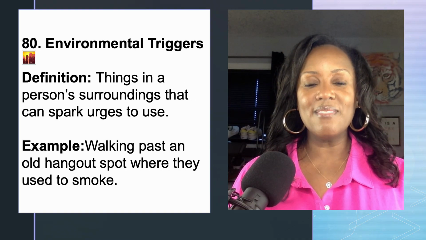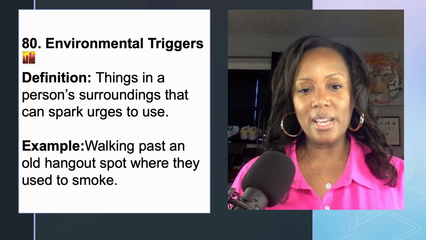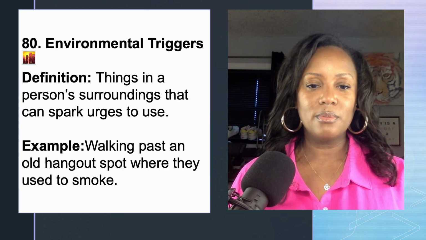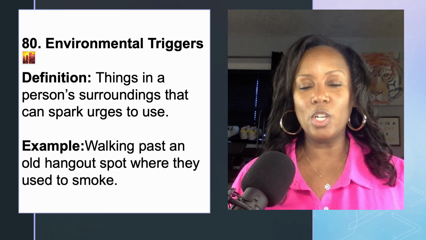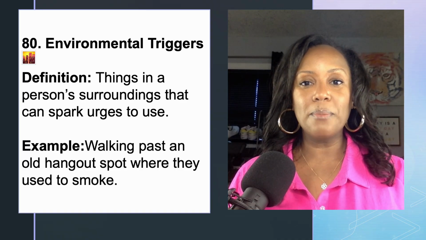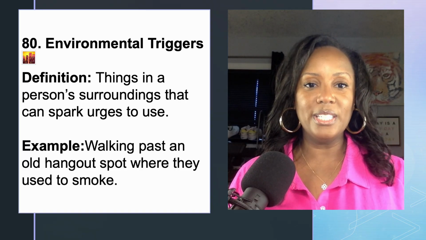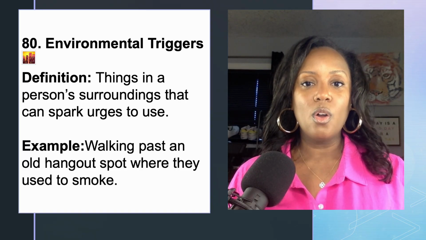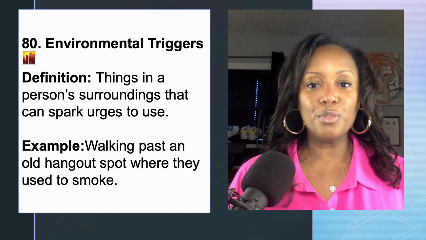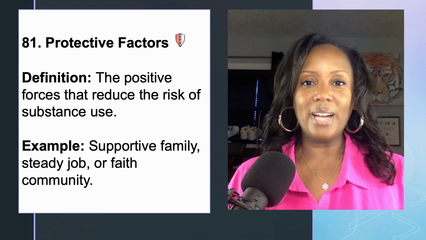Term 80 is environmental triggers. These are things in a person's surroundings that can spark urges to use. An example would be walking past an old hangout spot where they used to smoke. Environment plays a big role. We teach clients to identify triggers and make small changes like taking a different route or not calling people that can trigger a relapse.